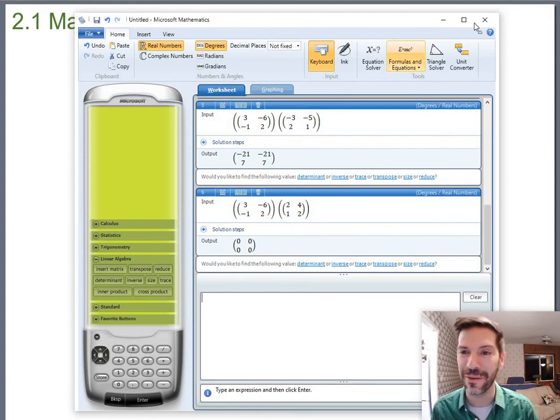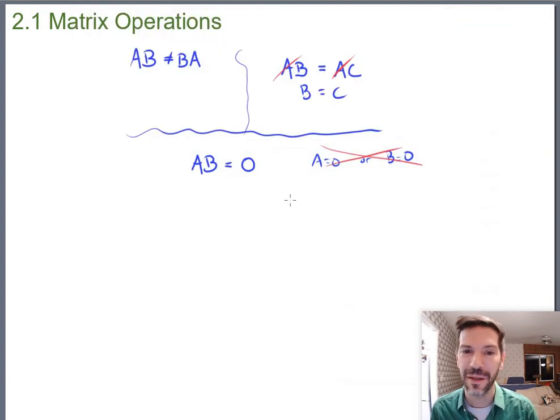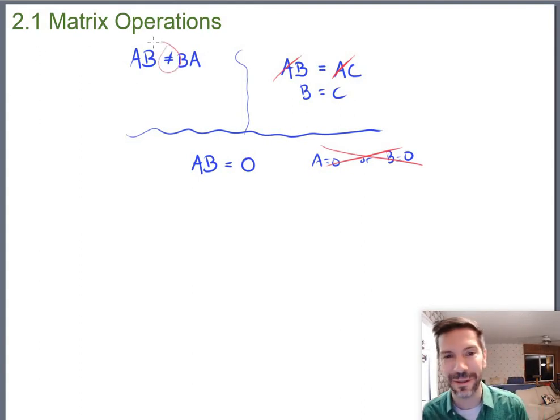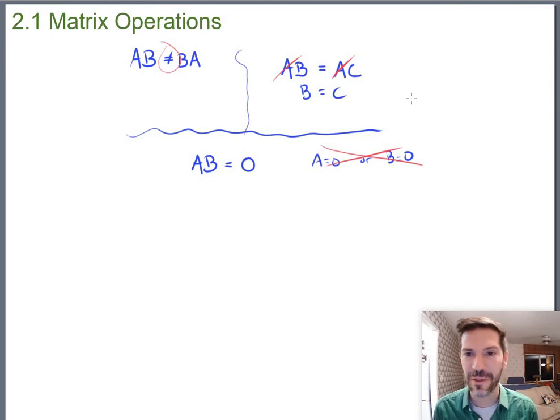So there's another basic algebra move that doesn't work for us. So really 3 basic algebra moves, the third one being that this doesn't work. So: not commutative, can't cancel, can't use the 0 property of factoring.